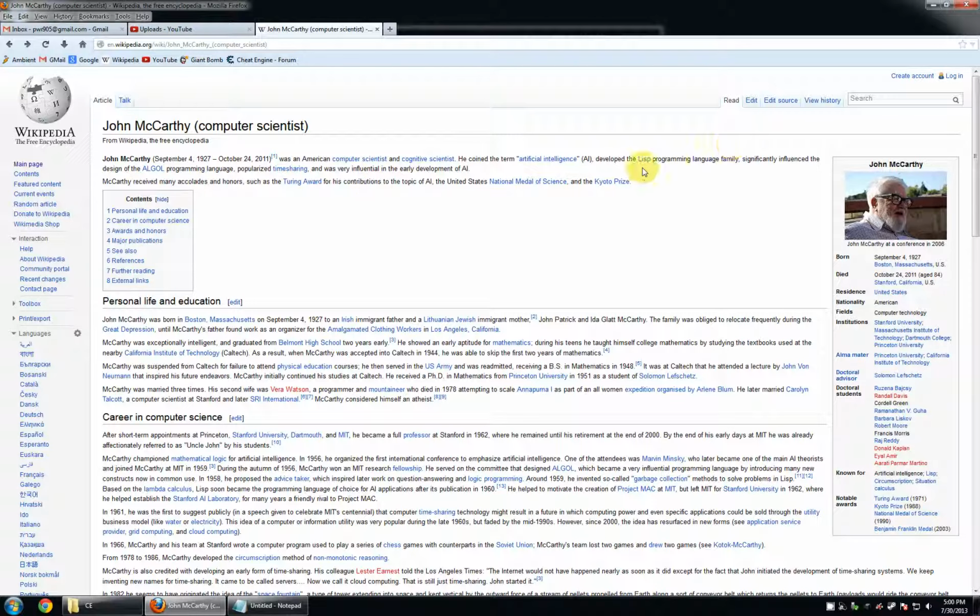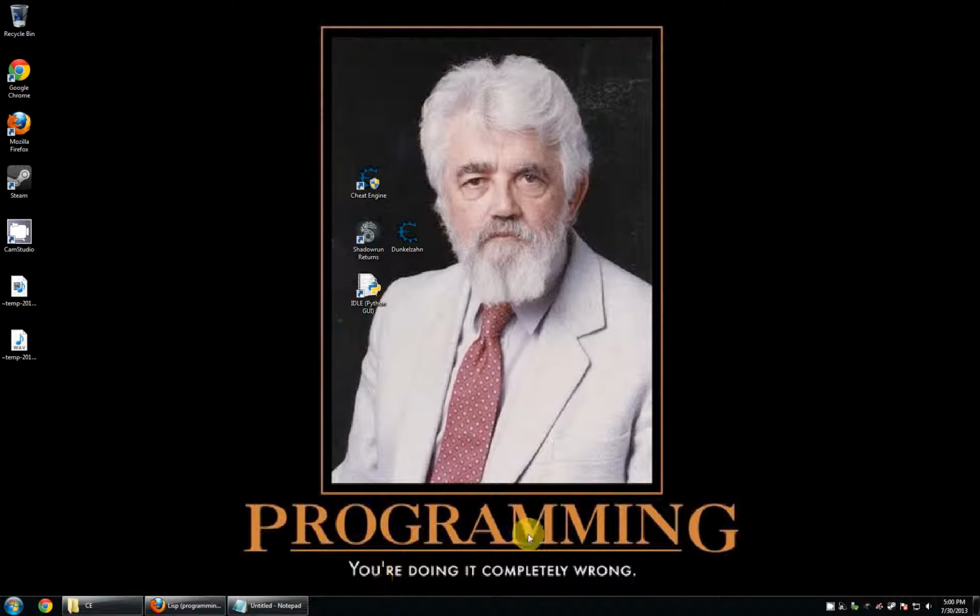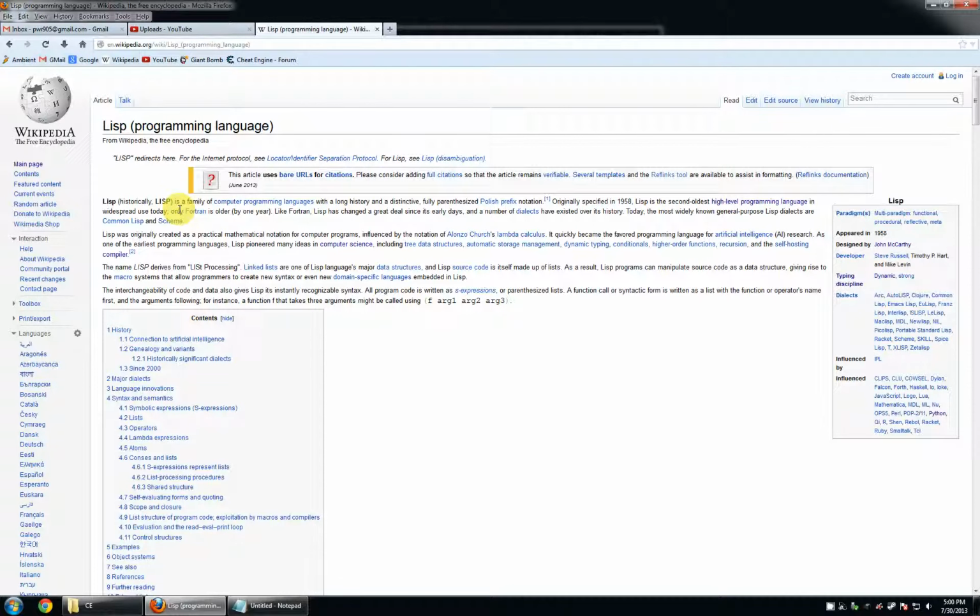Let's click on Lisp. Let's see why. Let's see if we can figure out why this is funny. Lisp is a programming language. It has a long history and fully parenthesized Polish prefix notation. It's not important what that is.